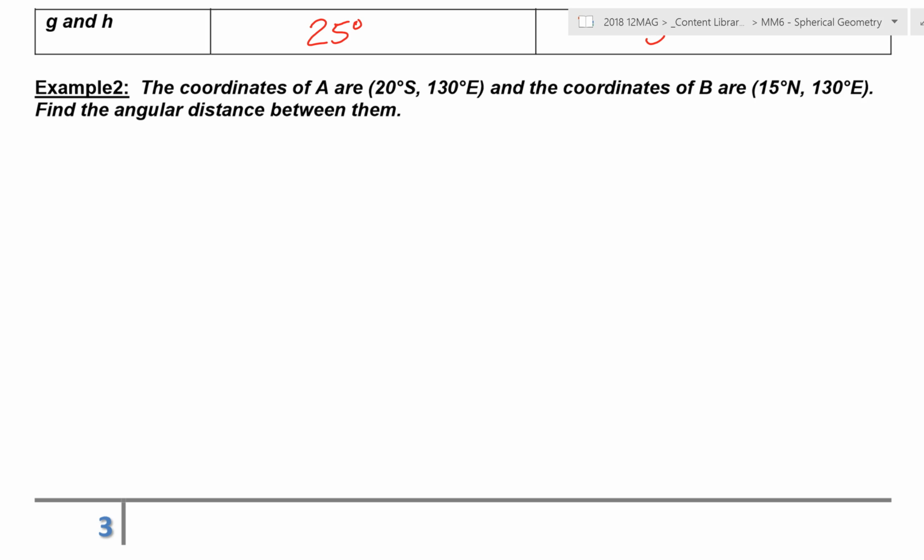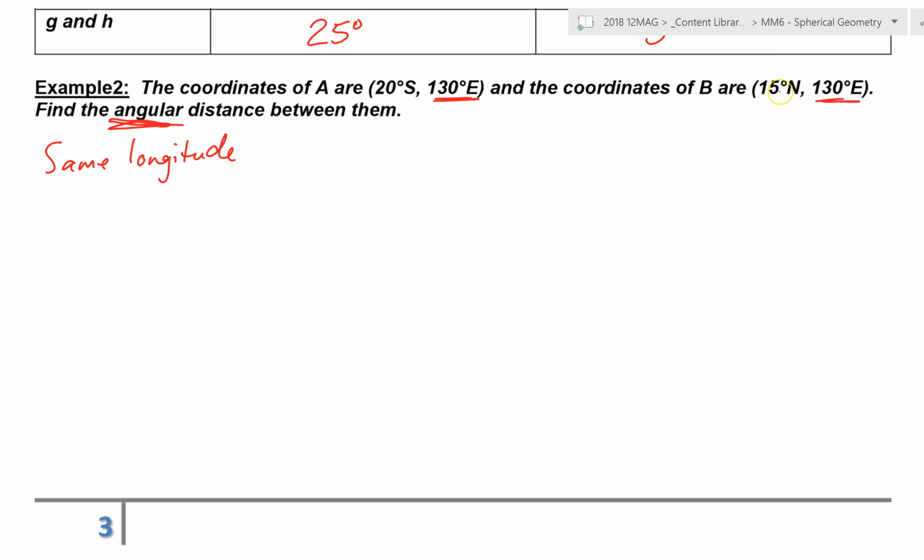So, we've got the coordinates of these 2 points, A and B. I want to know the angular distance. Now, don't get put off by distance. It's the angle that I'm interested in. Now, notice here, 130 east, 130 east, they have the same longitude. That means that they are on the same great circle. That's a good thing. We could actually work out the distance between these points, not just the angular distance. We're going to work out the angular distance, what I asked for.